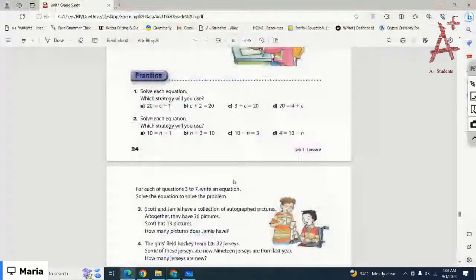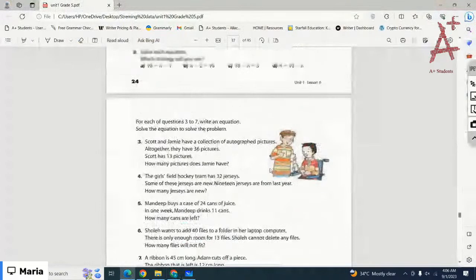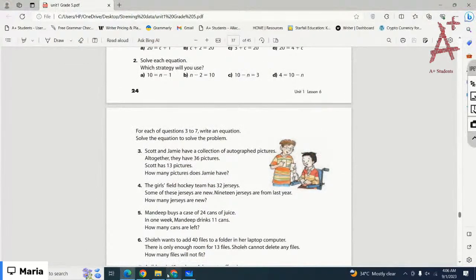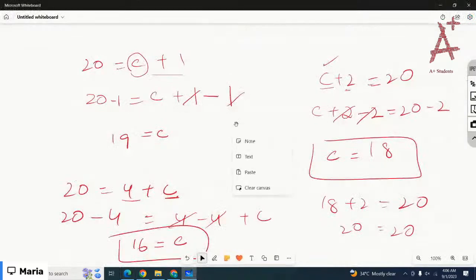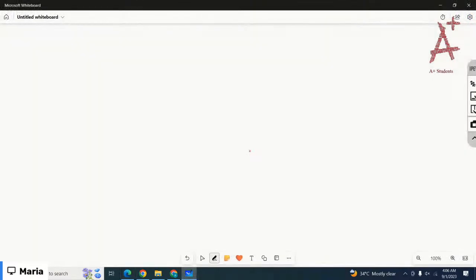Let's start with question number 2. Solve each equation. A is 10 equals n minus 1. You have to evaluate the equation for n. So 1 is subtracting from n, and the opposite of subtraction is addition. So you have to add 1 both sides, right? 1 minus 1 is 0, and 10 plus 1 is 11. So keep this very important point in your mind: addition and subtraction are opposite to each other, right?